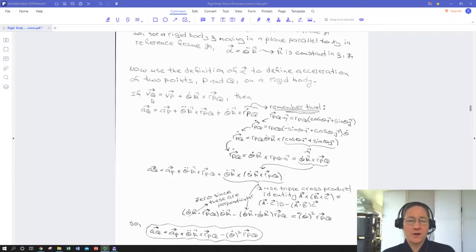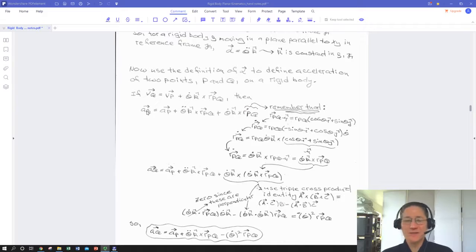So we're going to go back to our velocity of point Q on our rigid body equaling the velocity of point P in our rigid body plus the angular velocity of rigid body B with respect to reference frame F, pointing in the vector normal direction of the plane of motion, crossed into our position vector pointing from point P that we know the velocity of towards point Q that we're looking for the velocity of.